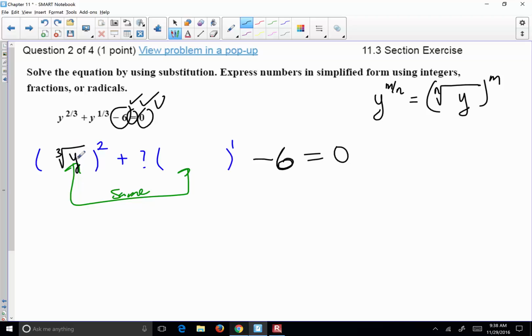Or if you don't like this, there is another way. If you don't like cube roots, this is what I'm going to do.